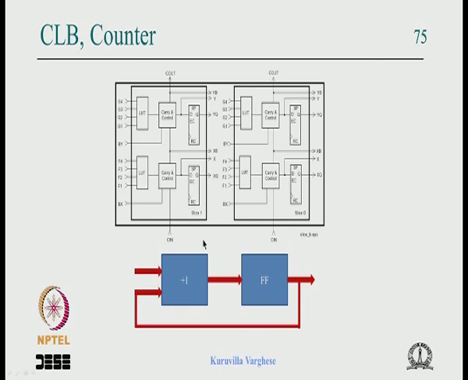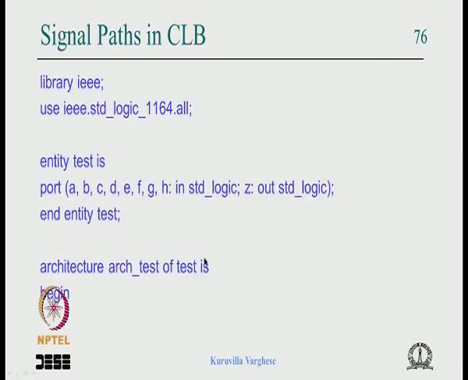So we will take one more example. What I do is that I will give a VHDL code and let us see how that VHDL code gets implemented within the CLB, the logic block, using slices. Okay, so this is the library and the package declaration. This is the entity declaration, a very simple entity, A B C D E F G H. So you have 8 inputs, 1 output, it is a combinational logic.